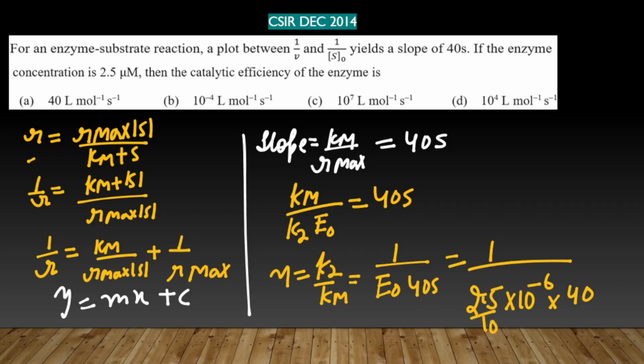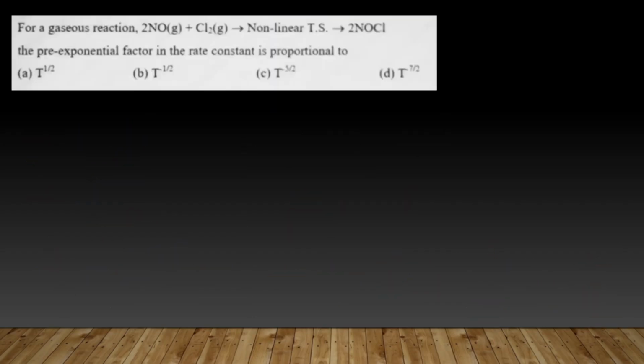So just this decimal will come. This gets cancelled out. So 25 fours are 100, so it becomes 10 raised to the power of minus 4. It's going in the numerator, so it will become 10 raised to the power of 4. The units will be liter per mole per second. So 10 raised to the power of 4 is given to us in option D. Right. Now next we have this question.